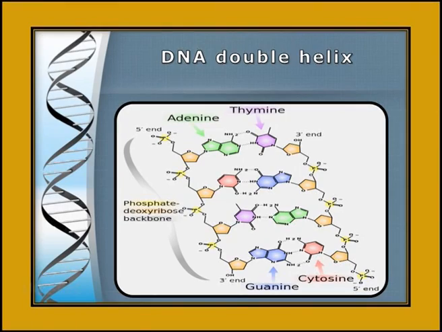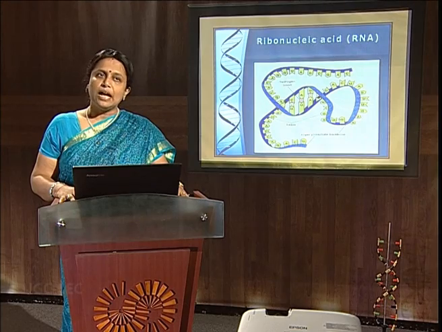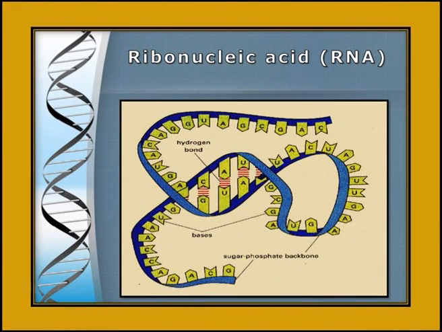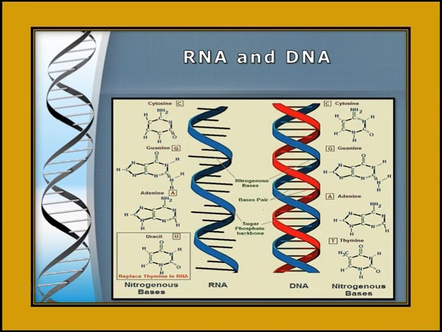It comprises the bases adenine, guanine, thymine and cytosine, which form hydrogen bonds, and the structure was given by Watson and Crick. The next important component is RNA. Unlike DNA, it is single-stranded, and herein we will see the existence of uracil, which was not present in DNA, wherein thymine was present.